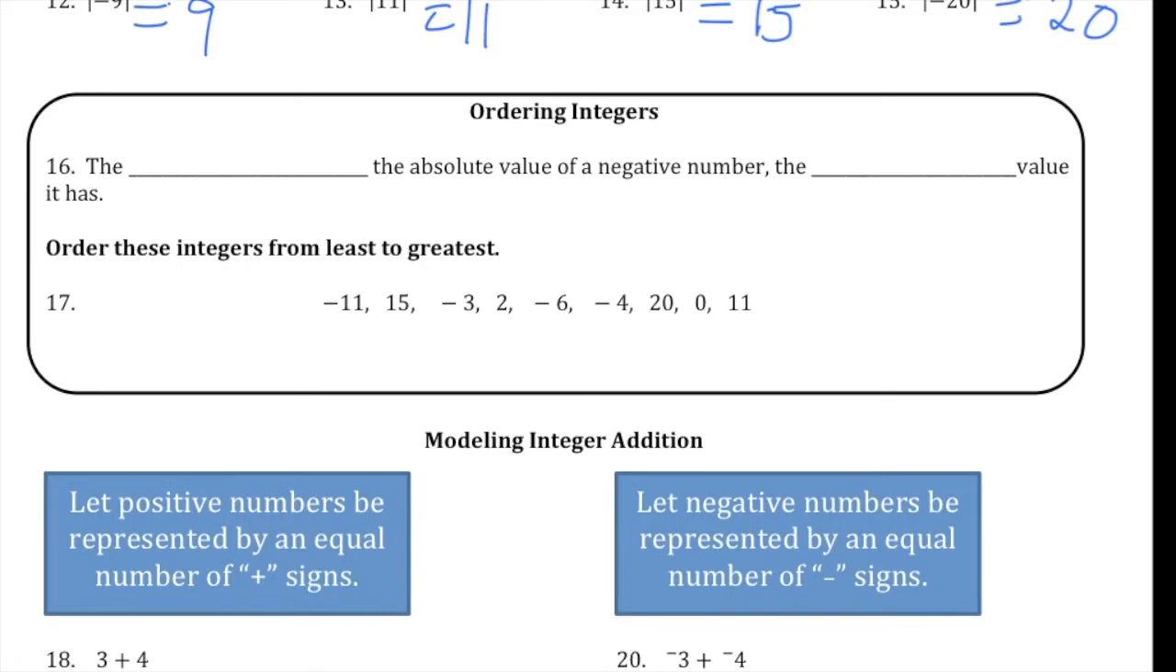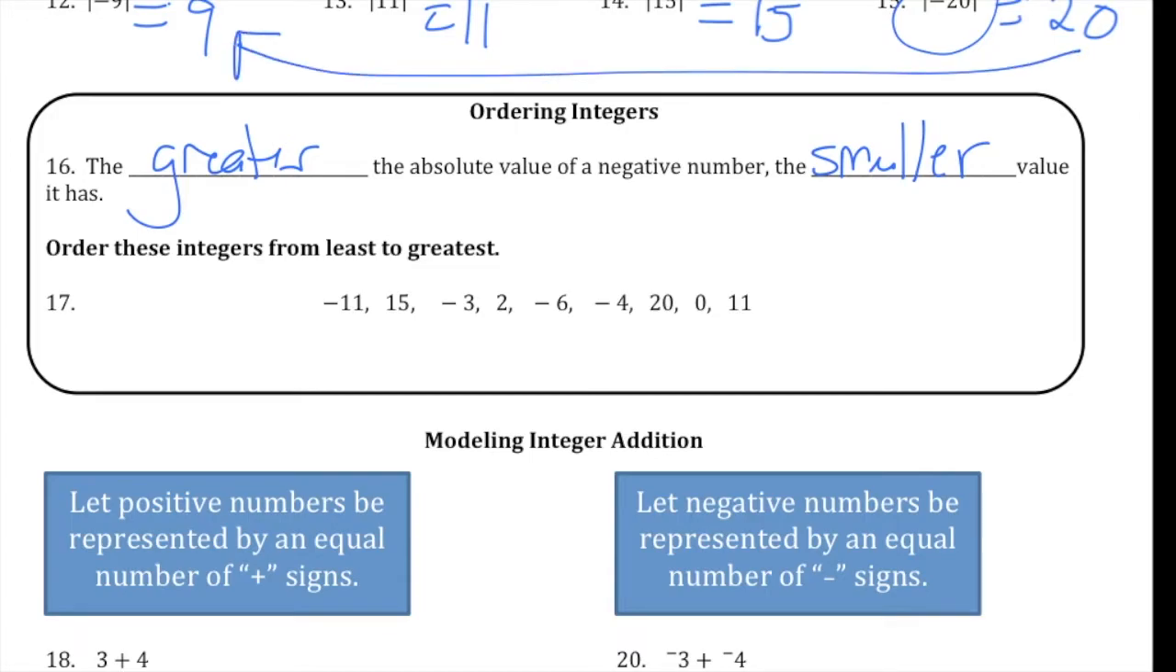Now we can conclude that the greater the absolute value of a negative number, the smaller it is. So what does that mean? If we think about -20, for instance, its absolute value is 20. That's bigger than, for instance, 9. So if we're comparing -20 and -9, -20 has a greater absolute value. So it is smaller than -9.